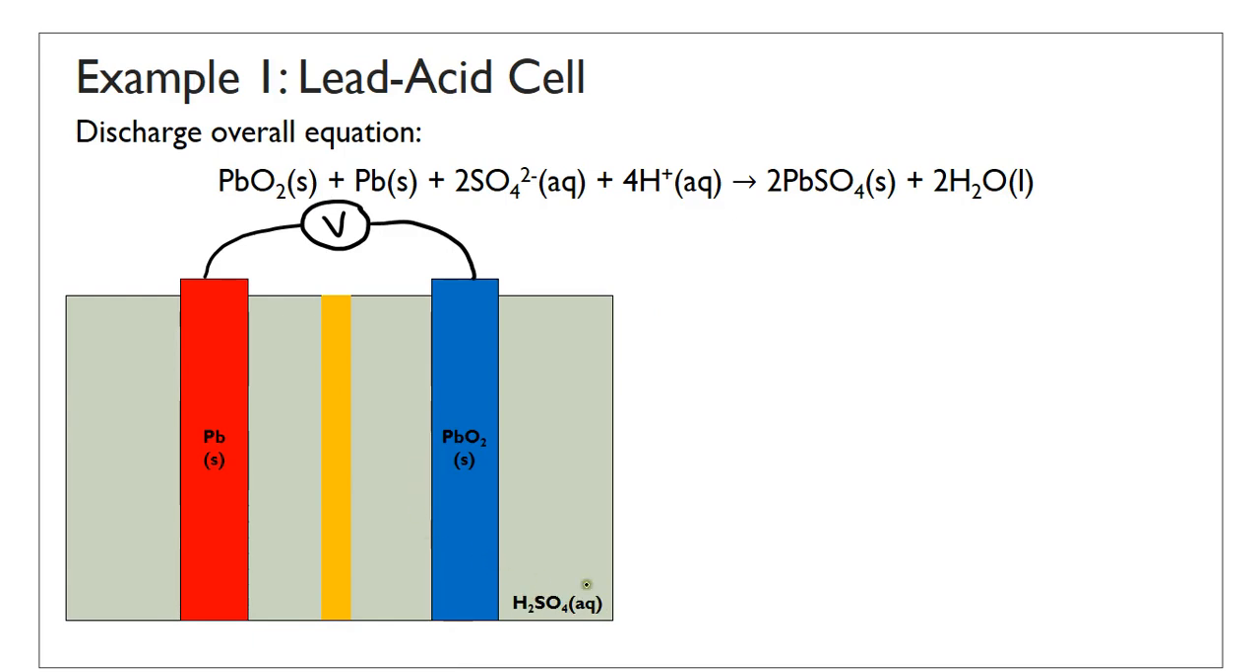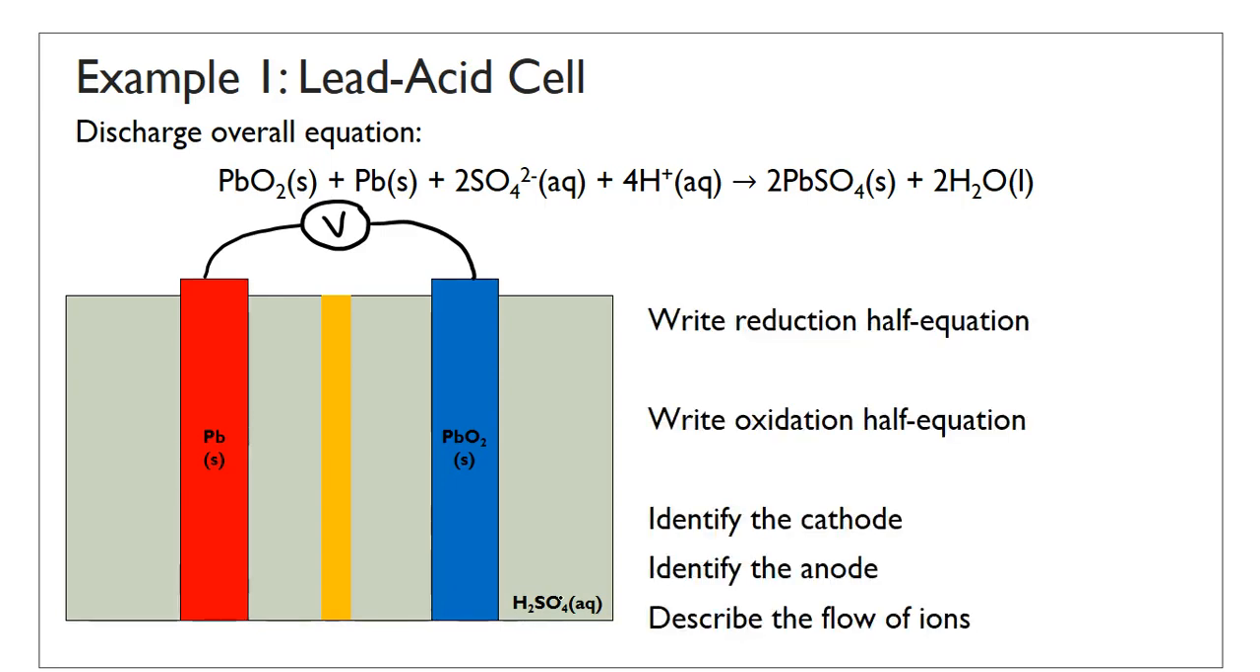So if I give you all this information, the diagram of a battery or cell during discharge and the discharge overall equation, what kind of questions can be asked? The same questions that I've asked in electrolytic cells will be asked here. You need to write half equations, identify cathode and anode, and describe the flow of ions. Obviously, there isn't a question asking what is the purpose of this cell, because hopefully you know that it's a battery, so it just produces electricity during this cycle.